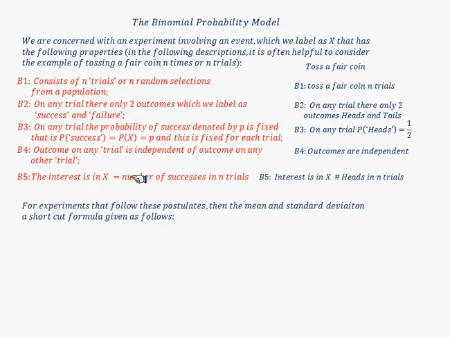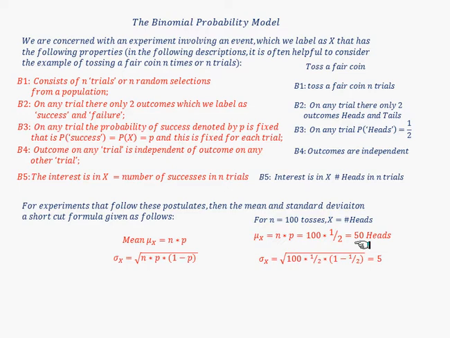And for experiments such as this, the mean is given as n times p, and the standard deviation has its own formula. For 100 tosses, where the probability of a head is a half, we can expect 50 heads. The standard deviation or variability is plus or minus 5 about that mean.